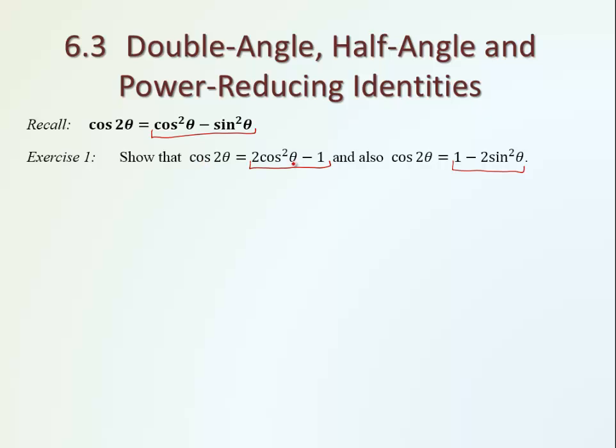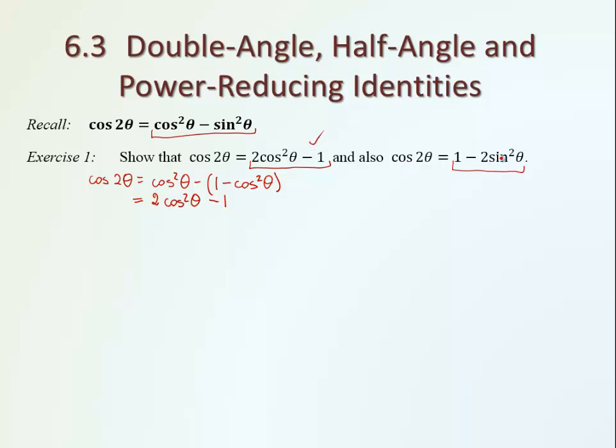To prove this identity, it's enough to replace sine square by 1 minus cosine square, so we'll have cos 2 theta equals cos square theta minus, and instead of sine square, we can write 1 minus cosine square from the Pythagorean identity. Then we have cos square, and 2 minuses make it plus another cos square, so we really have 2 cos square theta minus 1. So this identity is proven.